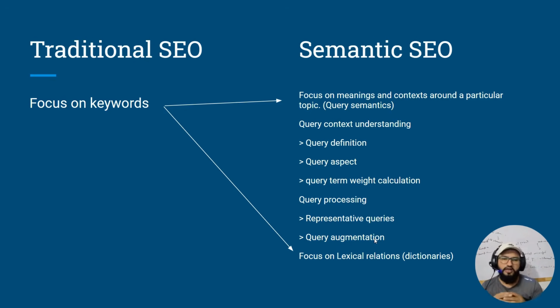Next thing is lexical relation. Lexical relation is simply how two concepts or multiple things are connected with each other, not from the search perspective, like how users are searching, but from the dictionary's perspective, how things are grouped together.